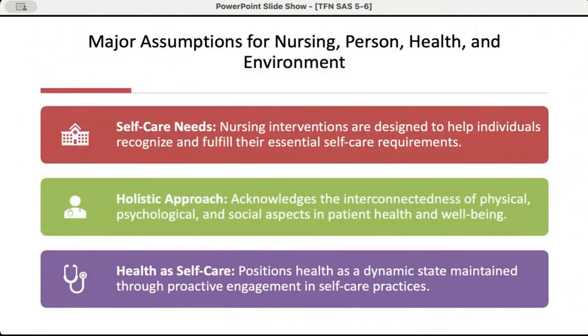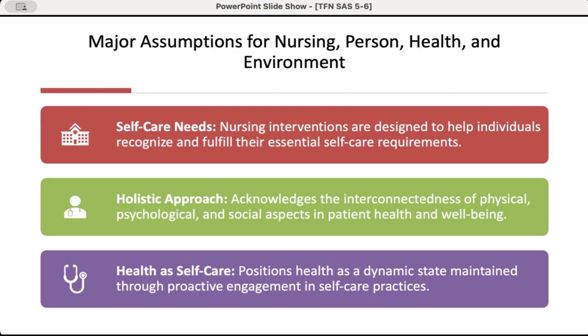Now, the major assumptions for the nursing paradigm. Your nursing, person, health, and environment have something to do with the interventions designed to help individuals recognize and fulfill their essential self-care requirements. And we also have a holistic approach that acknowledges the interconnectedness of the physical, psychological, and social aspects of patient health and well-being, and positions health as a dynamic state maintained through proactive engagement and self-care practices.